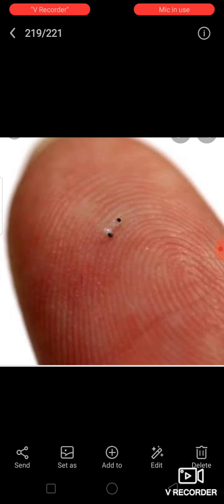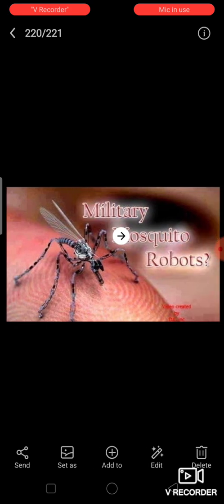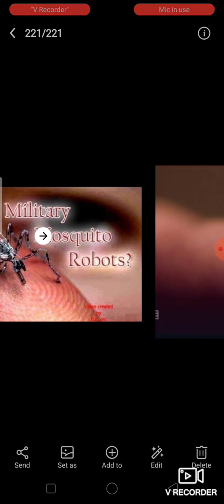See, this is not an insect. This is a nano robot. The black dot on the finger, this is a nano robot. This is a military mosquito robot. Mosquito-shaped robot. It is used for military purposes. See, this is also one kind of nano robot. So these are all the things I would like to tell you about robots.